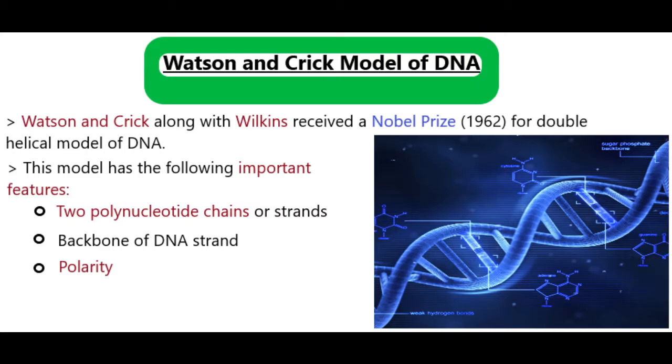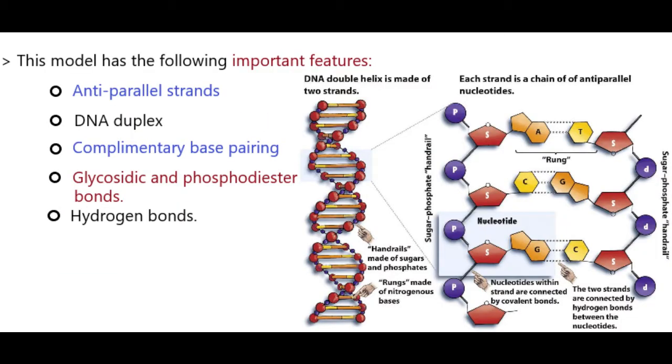Number 1, two polynucleotide chains or strands form the backbone of DNA strand. Number 2, polynucleotide chains have a specific polarity. They are anti-parallel to each other. These bases are complementary, and adjacent nitrogenous bases are joined by two different important bonds, called glycosidic bond and phosphodiester bond. And two nitrogenous bases are always joined together in the DNA double helical model by hydrogen bonds.